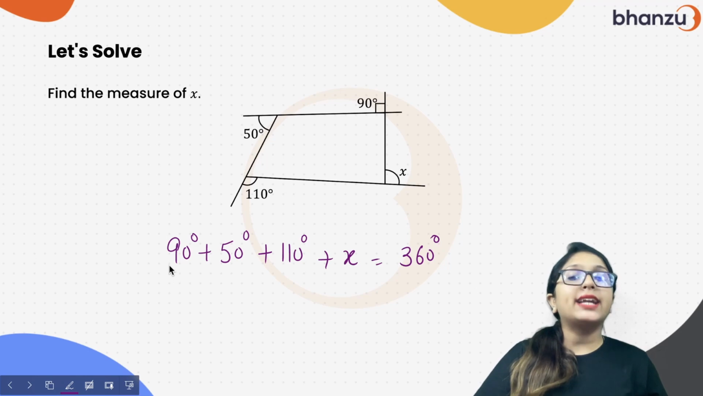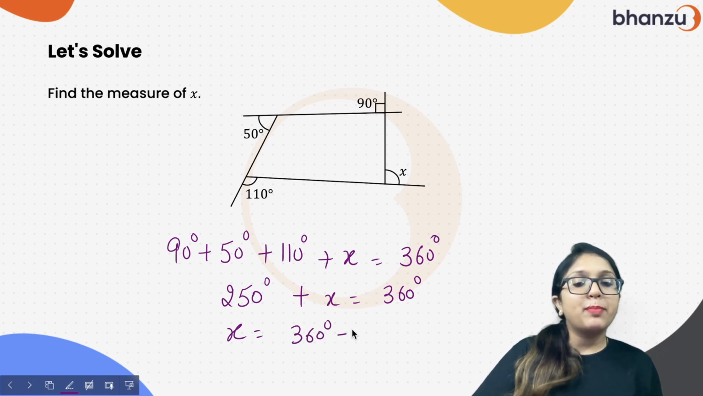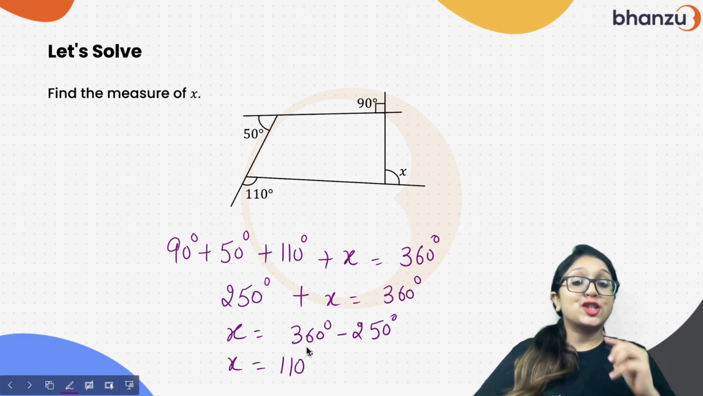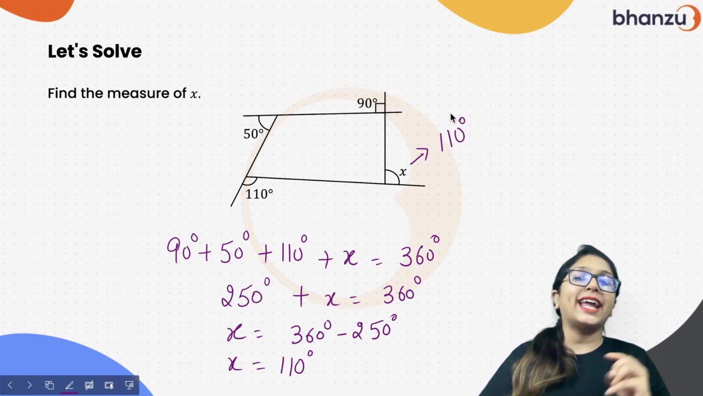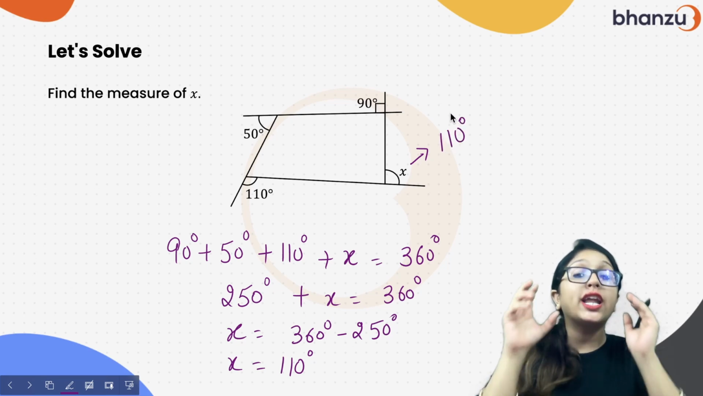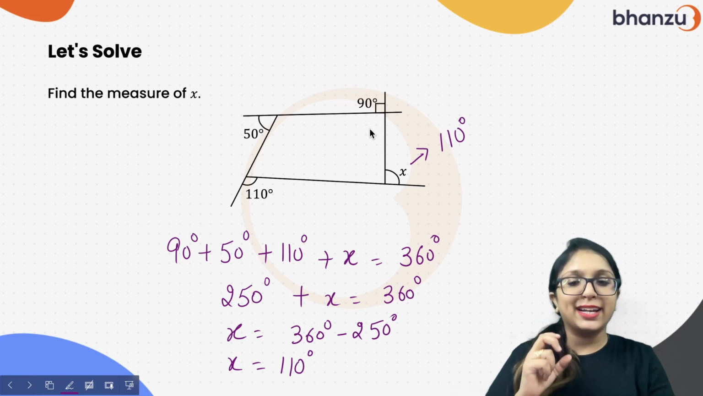And then if we add 90, 50 and 110, we will get 250 degrees plus x is equal to 360 degrees. And then x is equal to 360 degrees minus 250 degrees. So this is going to be 110 degrees. So this missing angle is nothing but 110 degrees. I hope you understood how we can calculate the value of this missing angle.